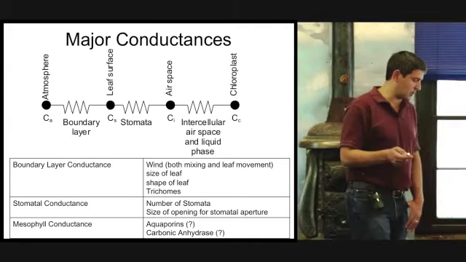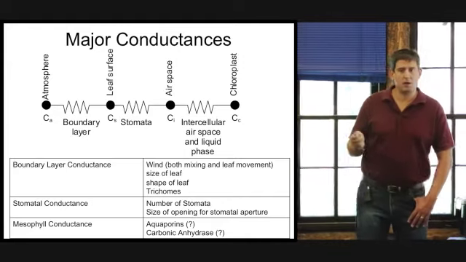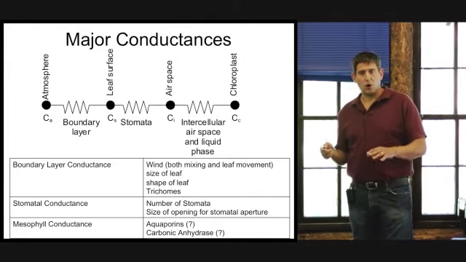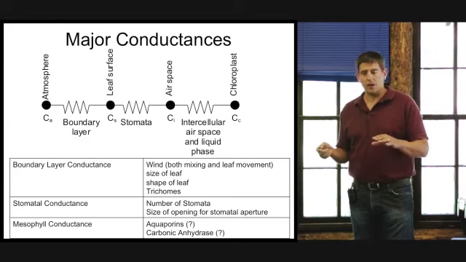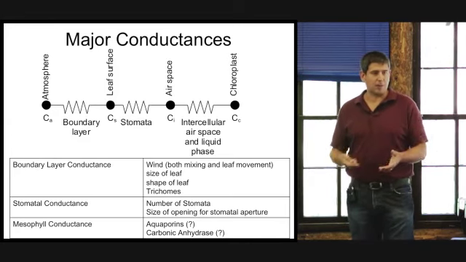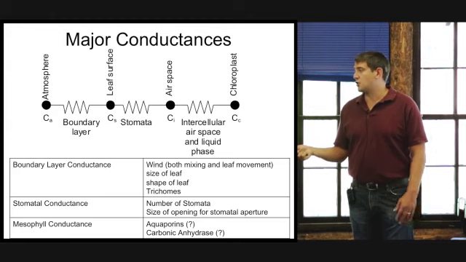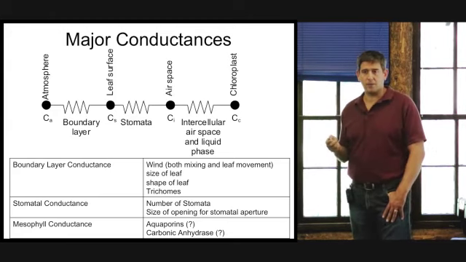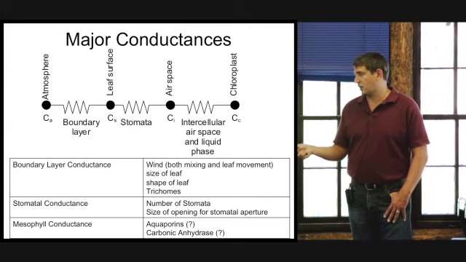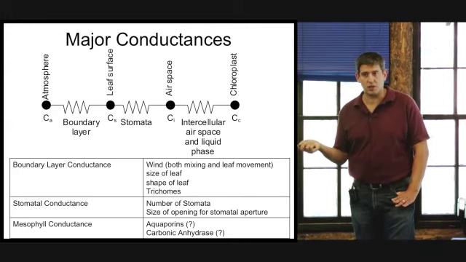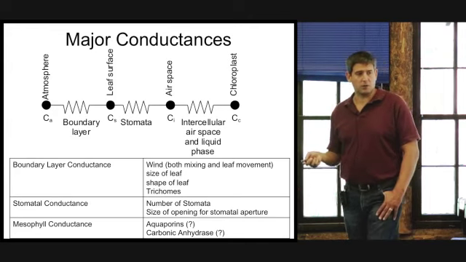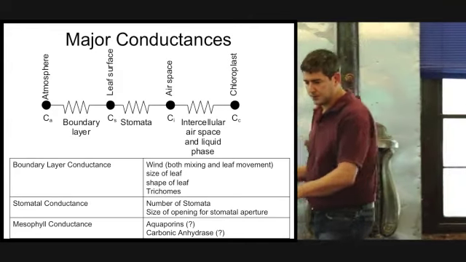Mesophyll conductance is very likely just a physical phenomenon that's driven by changes in the thylakoid membrane or in the cell membranes, chloroplast membrane, as temperatures change. There's also some theory that aquaporins or carbonic anhydrase might be involved in that. But the fact is, we know mesophyll conductance changes with temperature, we know it changes to some extent with CO2. What we don't know is mechanistically what's driving changes in mesophyll conductance.